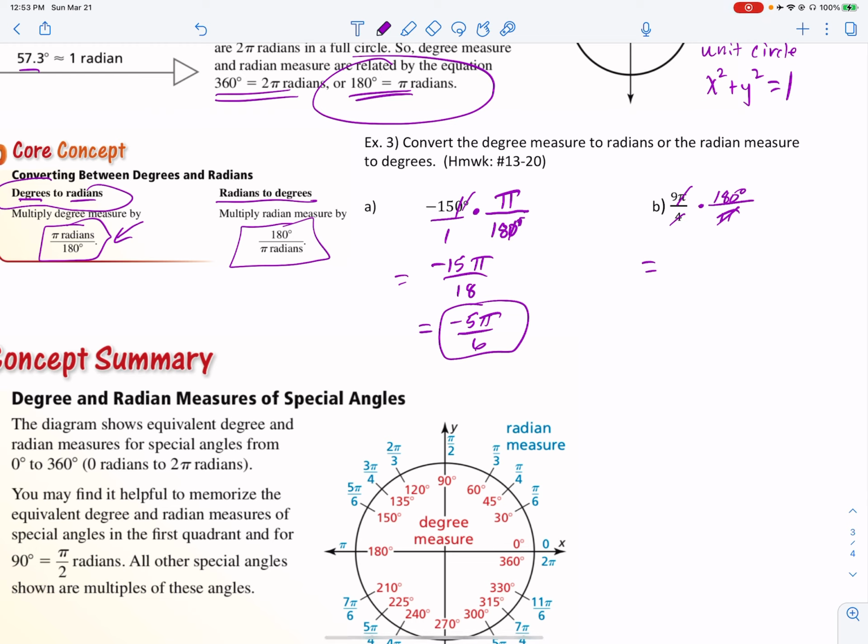I can also take 4 goes into 180 45 times. 45 degrees, right? If you divide 180 in fourths, you're going by 45 degrees. And so you get 9 times 45 degrees. Don't forget your degree symbol, and it is 405 degrees. So you're going to have some of those. You need to show work, and you're just going to be converting back and forth.